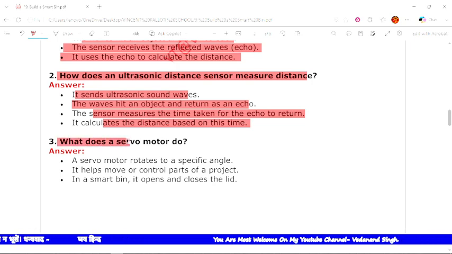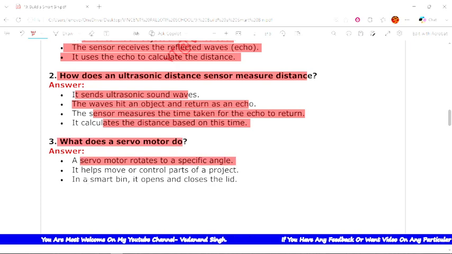Third, what does a servo motor do? A servo motor rotates to a specific angle. It helps move or control parts of a project. In a smart bin, it opens and closes the lid.